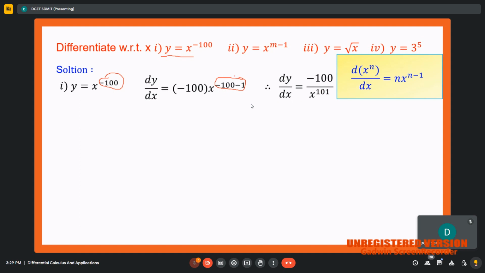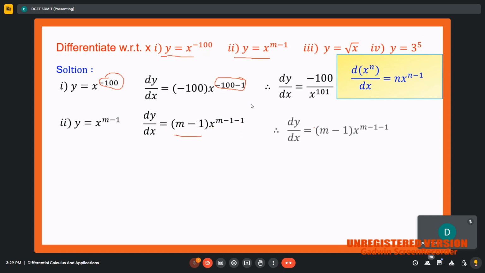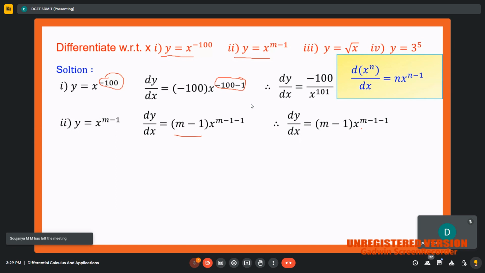Now this is the next example. y is equal to x to the power of m minus 1. Now see here, y is equal to x to the power of m minus 1. Again we have to find out dy by dx. To find the dy by dx, again the same rule, the power rule, we are applying here, because it is x to the power of m minus 1. That is dy by dx is equal to what? n is m minus 1, so m minus 1 into x to the power of m minus 1 minus 1. That is equal to m minus 1 into x to the power of m minus 2 we are getting.